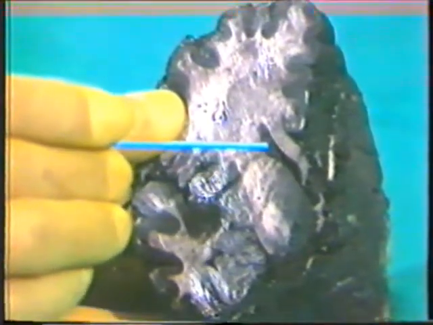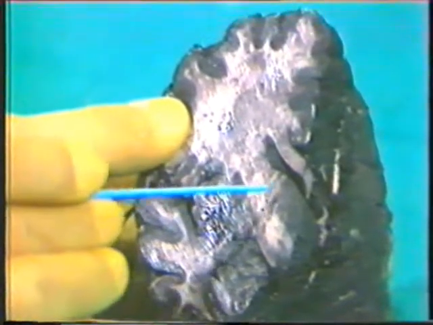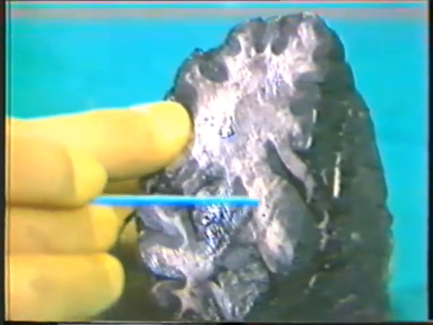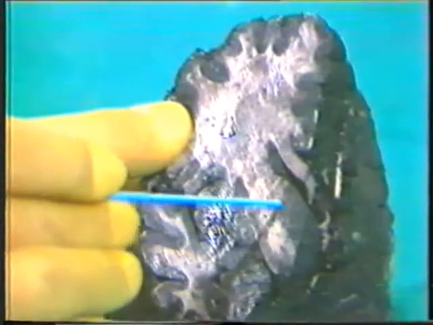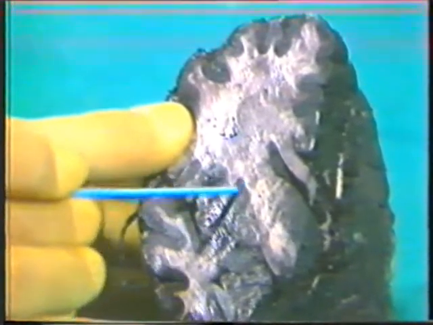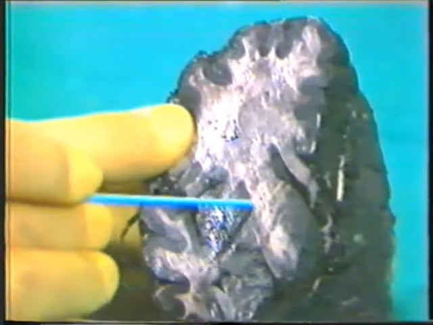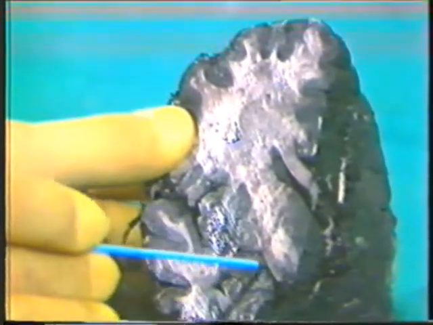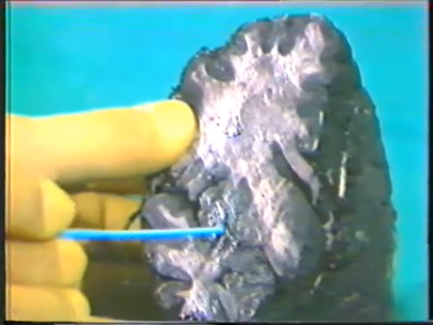Lateral to the thalamus is the posterior limb of the internal capsule, and more laterally is the lentiform nucleus. This is the claustrum, and this is the insula.